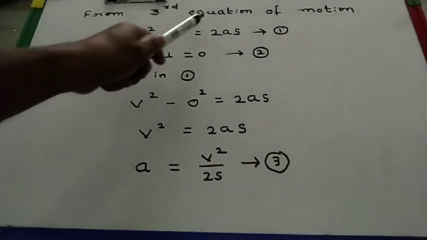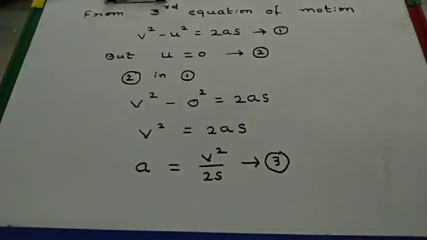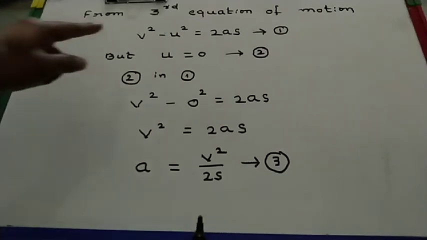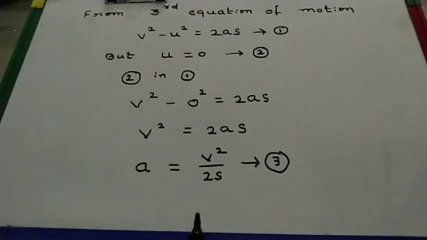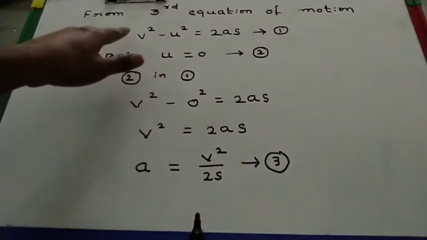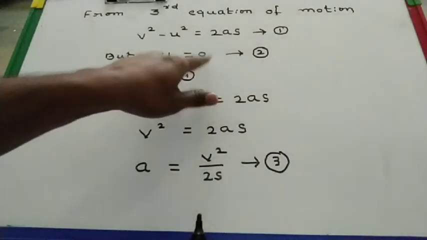Once again I am repeating, my dear students. From the third equation of motion, we know how many equations of motion in our 9th class? 3. First equation of motion, v is equal to u plus at. Second equation of motion, s is equal to ut plus half at square. Third equation of motion, v square minus u square is equal to 2as. Now, the body initially is at rest. Therefore, u is equal to 0.